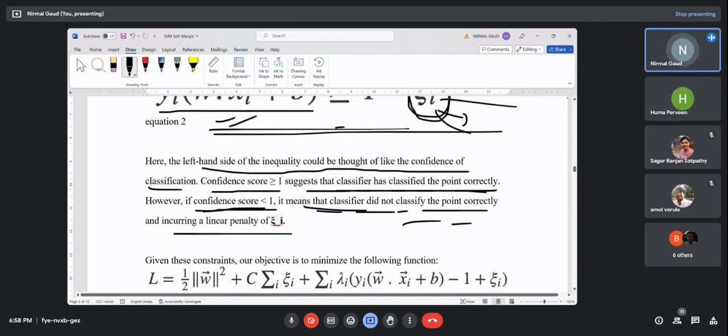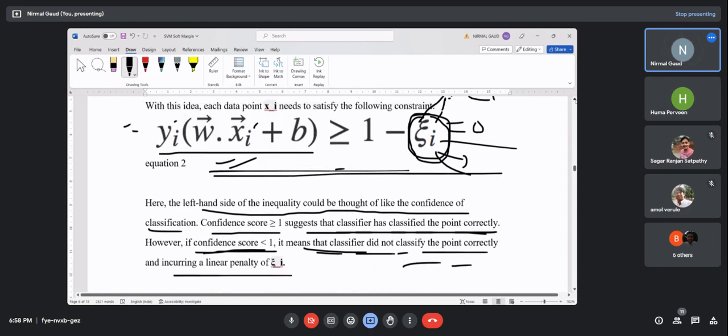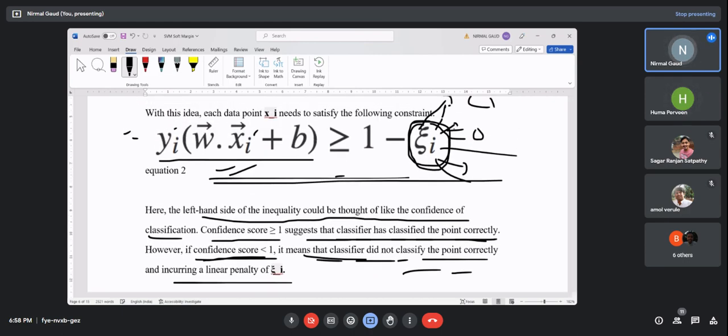See, we are putting the value of distance of that data point here. If it has been misclassified, it is obviously greater than 1. For example, if the distance is 2, then 1 minus 2 is equal to minus 1, it is negative. So they said a confidence score greater than or equal to 1 suggests that the classifier has classified the point correctly.